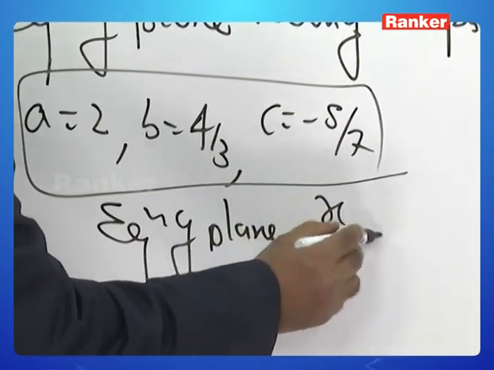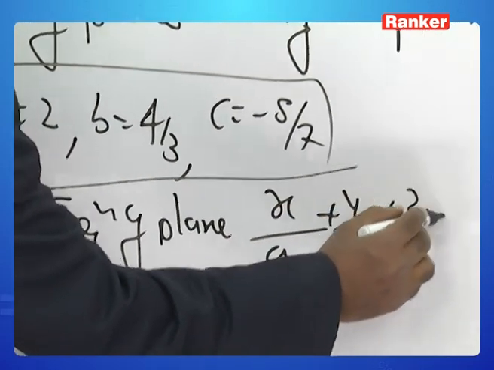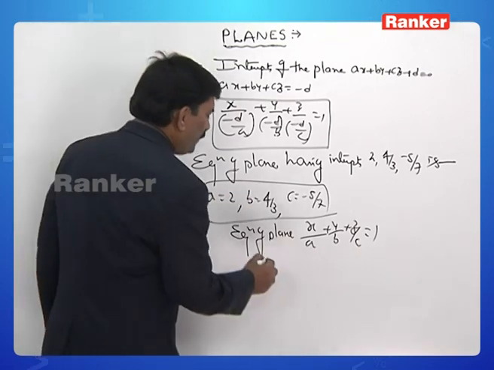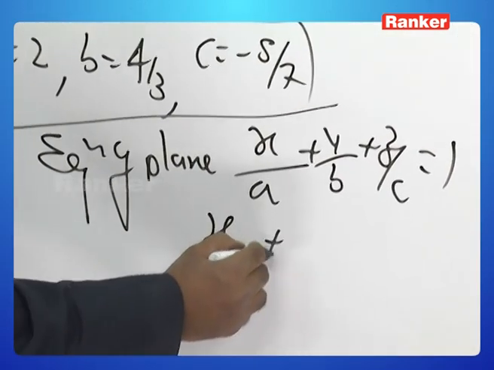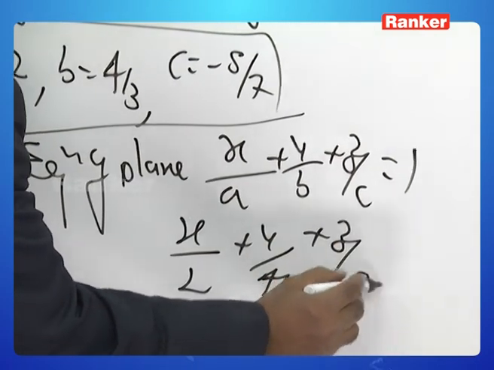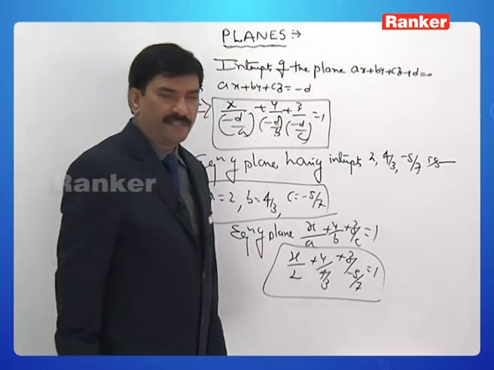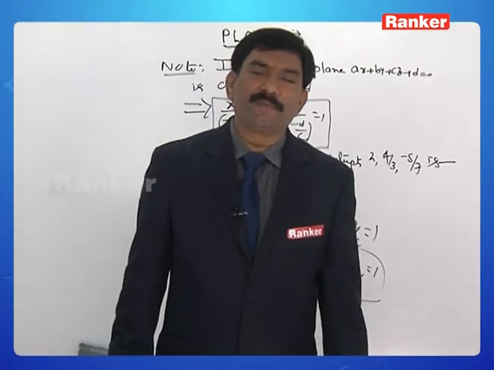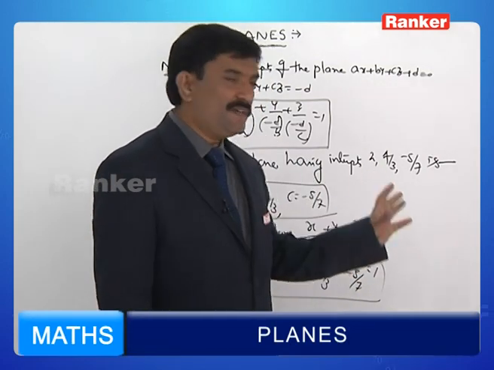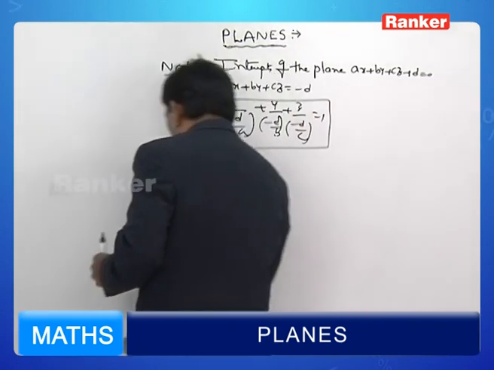Equation of plane is x by a, y by b, z by c is equal to 1. So therefore, x by 2, y by 4 by 3, z by minus 5 by 7 is equal to 1. It represents the equation of a what? Plane having the intercepts 2, 4 by 3, minus 5 by 7. Yes.